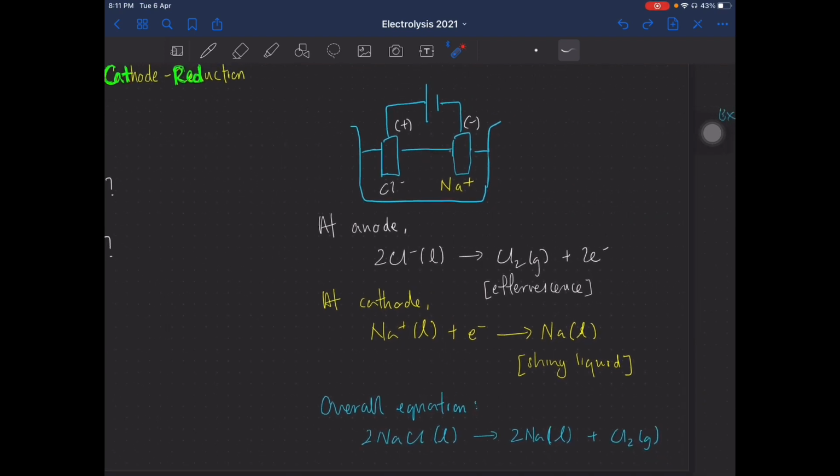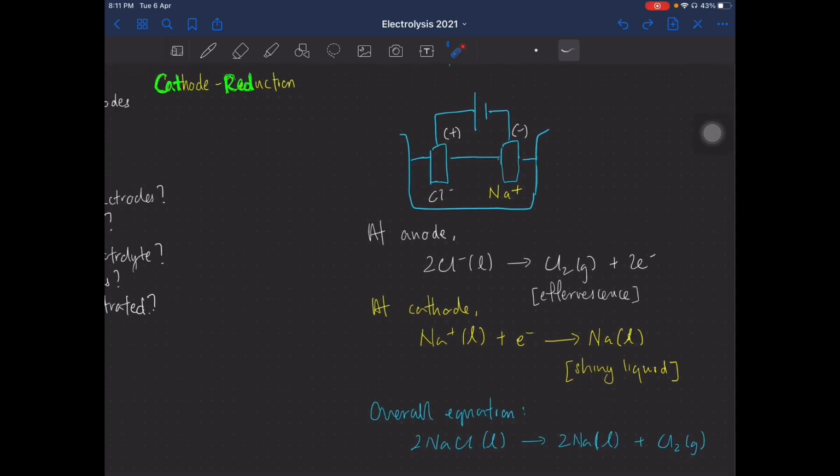In this entire setup, you should notice that there's effervescence at the anode, and there should be a shiny silvery liquid, which is sodium, that's formed at the cathode. The overall equation can be represented as such.